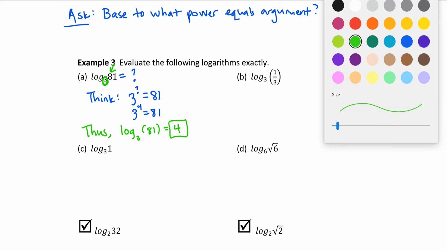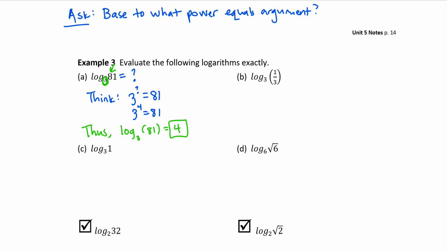On the next one, we can follow that same process. Log base 3 of 1/3 equals something. We're trying to find that something. Here's how we're going to think about it. We're going to say base 3 to what power equals the argument 1/3. Well, notice I've got a 3 on the left and a 3 on the right. The 3 on the right happens to be in the denominator.